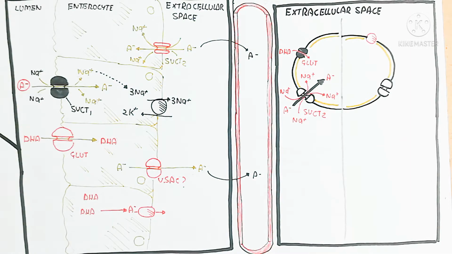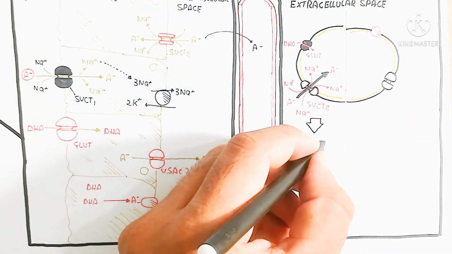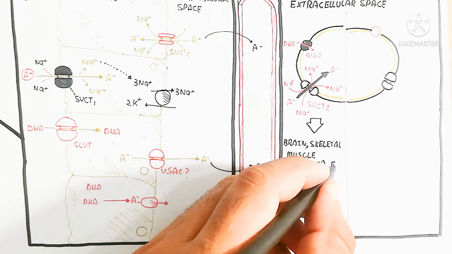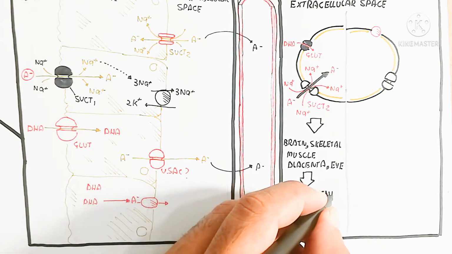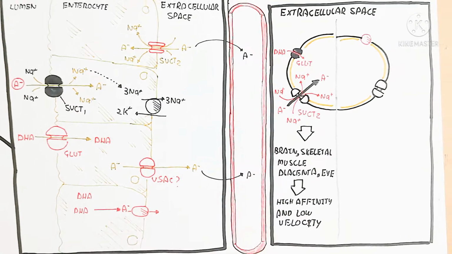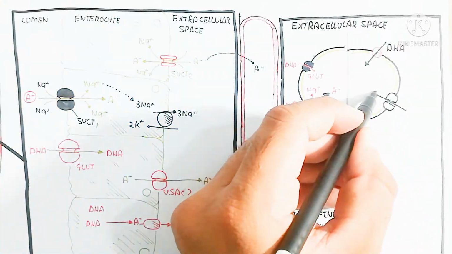So here, the dehydroascorbic acid will move inside through the GLUT transport channel, while on the other hand, by the same mechanism, the SVCT2 channel allows ascorbate to move in through 2 sodium. So this is the brain, skeletal muscle, placenta and eye.